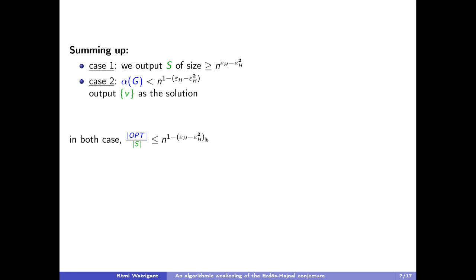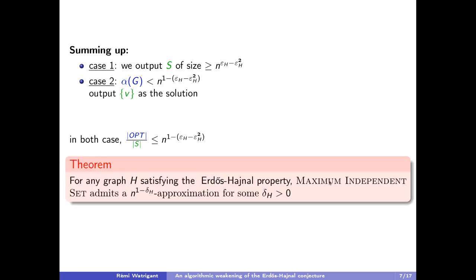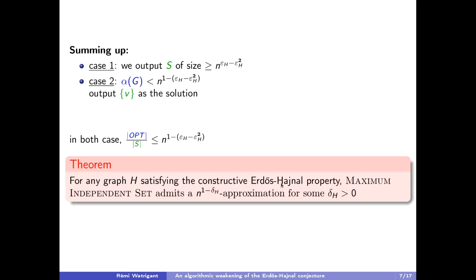We have a general result saying that if every graph H satisfies the Erdős–Hajnal property, then we can approximate maximum independent set within a ratio of n to the power of 1 minus delta H, for some constant delta H depending on the constant of Erdős–Hajnal. So there's a little trick. It has to satisfy the constructive Erdős–Hajnal property, because we not only need to know the existence of a homogeneous set, but we need an algorithm which outputs either a clique or an independent set. So we call it the constructive Erdős–Hajnal property. But for all graphs H satisfying the Erdős–Hajnal property, we also have an algorithm finding the homogeneous set. So this is roughly the same.